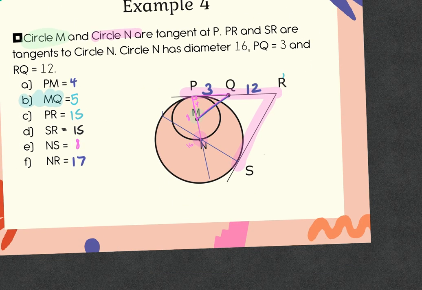And then for F, I use the other triangle. So N, R, S. RS is 15, NS is 8, and it's a right triangle. That missing triple side is 17. If you don't remember your triple, you have to use the Pythagorean theorem.